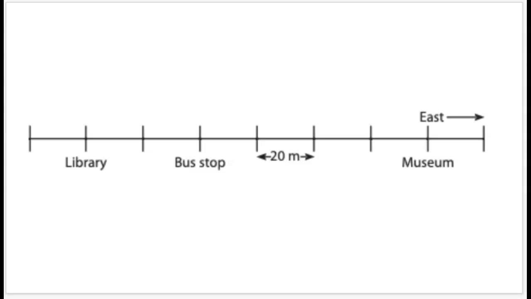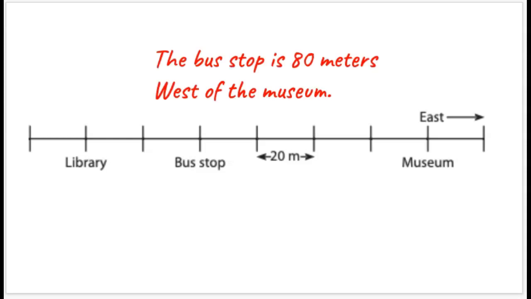So let's say that you wanted to go from the museum to the bus stop. So the way we would describe that position would be that the bus stop is 80 meters west of the museum. Now, how did we get that? Each of these little marks is 20 meters, so 2, 4, 6, 80 meters west of that museum.